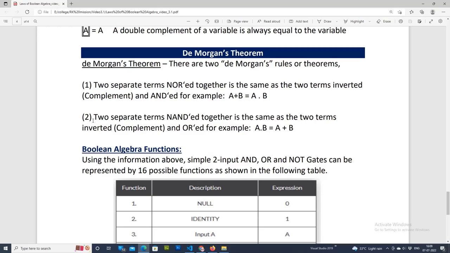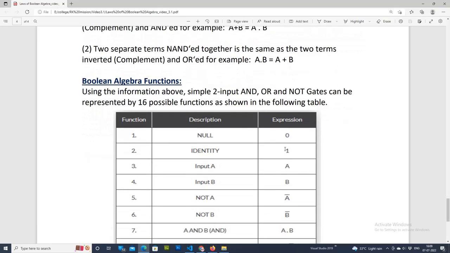Two separate terms ANDed together is the same as the two terms inverted and ORed by complement, for example A dot B bar equal to A bar plus B bar. Now the Boolean algebra functions using the information above. A simple two-input AND, OR, NOT gate can be represented by 16 possible functions, as shown in the following table.